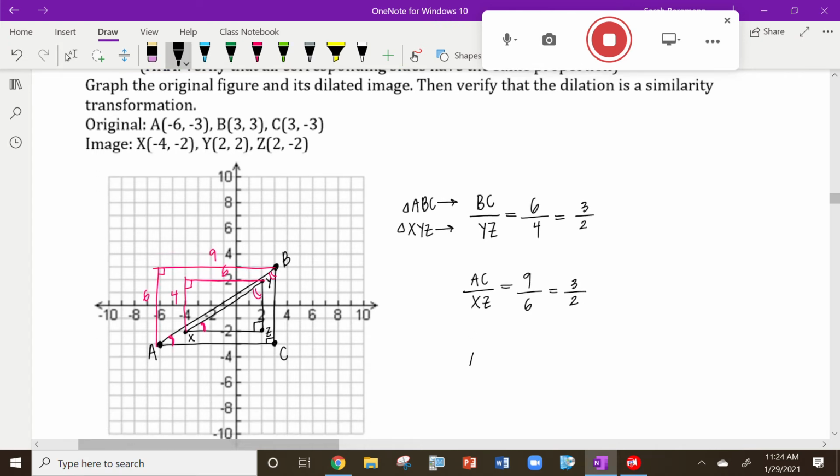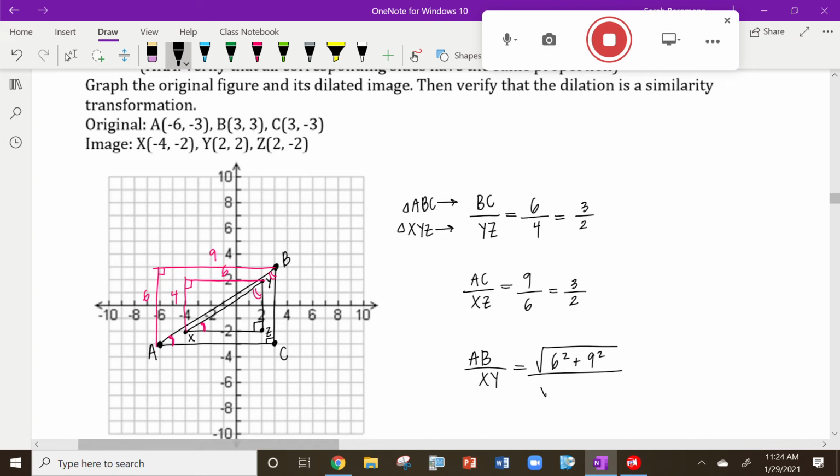Finally, AB corresponds to XY. Now these will be a little more difficult to find the lengths because they are a diagonal line, not a vertical or horizontal, but we can use the Pythagorean theorem. I already have these triangles set up here. AB is going to be 6 squared plus 9 squared equals AB squared. So I'll take the square root of 6 squared plus 9 squared.